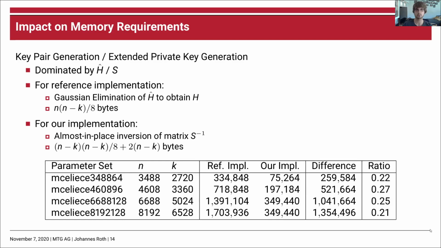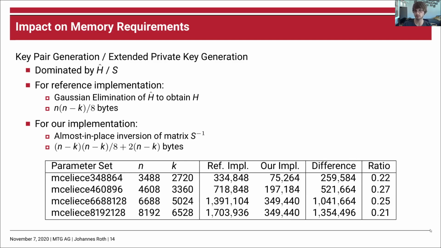Let us now look at the memory requirements of the previously mentioned algorithms. For the reference implementation, the memory requirements of the key pair generation is dominated by the matrix H hat. We need the complete matrix H hat in memory to perform the Gaussian elimination. And this means we need n times (n minus k) divided by 8 bytes. For our variant, the extended private key generation, we almost in place invert a matrix of the size of S. And this results in (n minus k) times (n minus k) divided by 8 bytes plus 2 times (n minus k) bytes. In this table, we can see what this means in actual numbers.